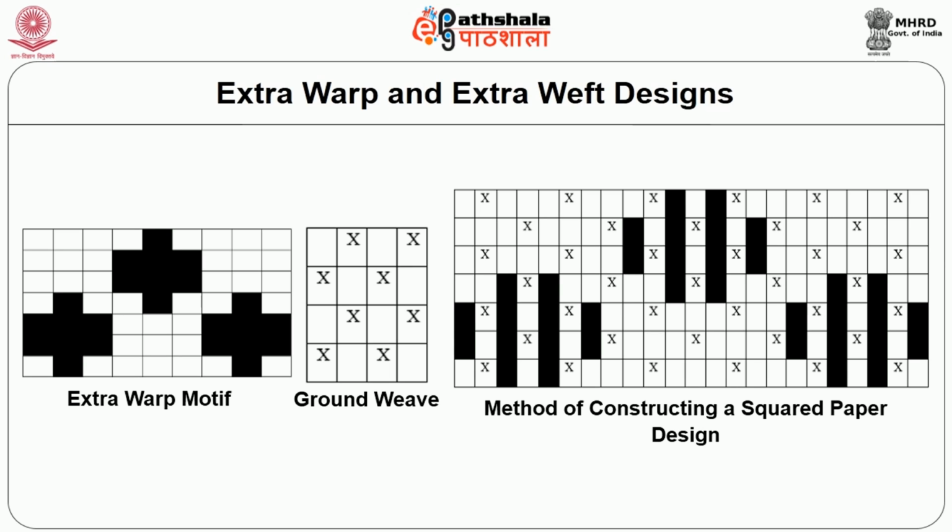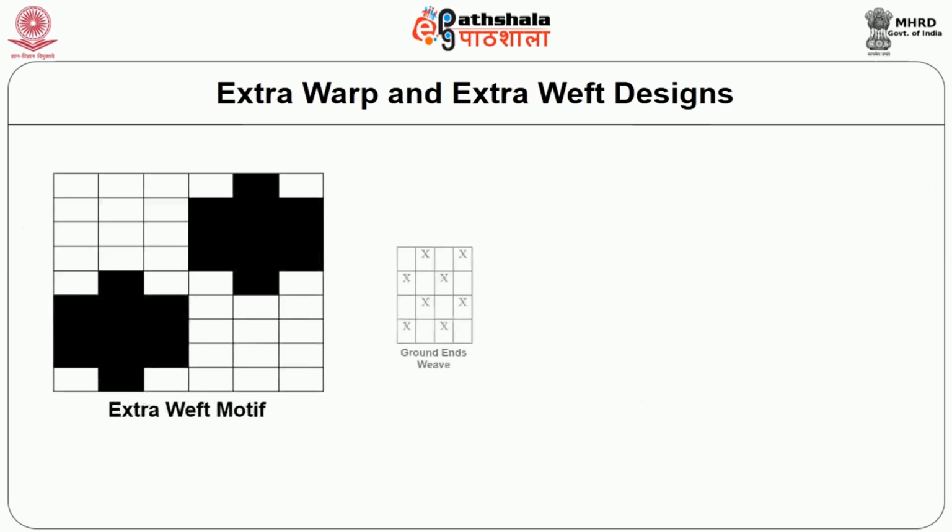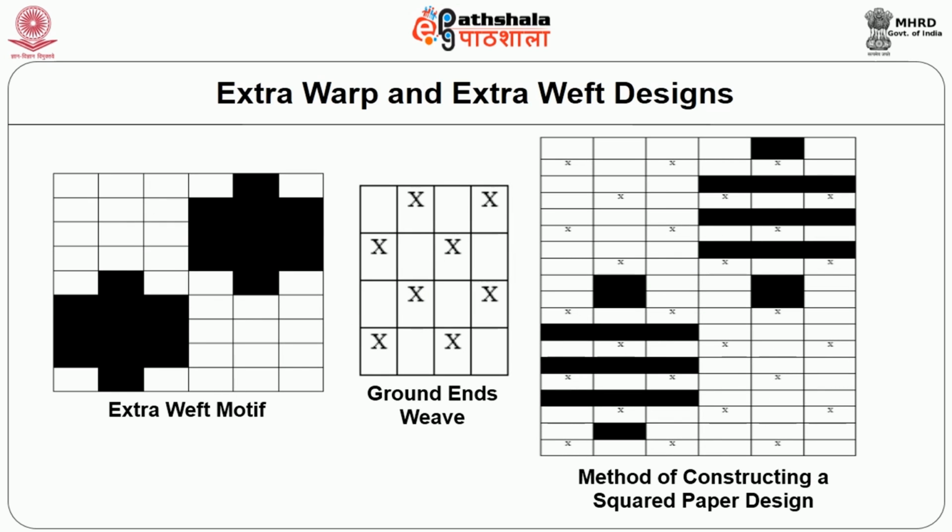Then we will look into the methods of constructing a square paper, or a graph paper. Extra weft figure fabric may be formed by only one series of warp thread along with 1 or 2 or more extra weft picks in addition to the ground weft. The complete structure is shown in figure 10. Methods of constructing a square paper.